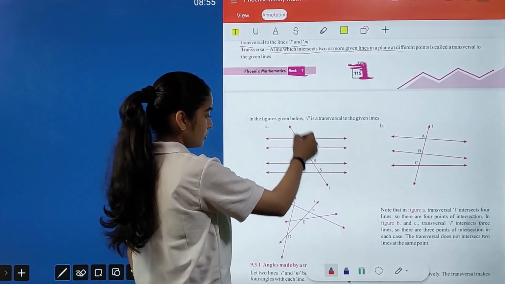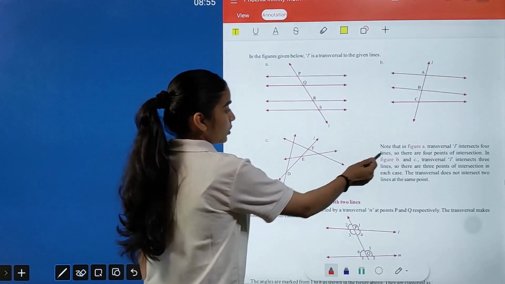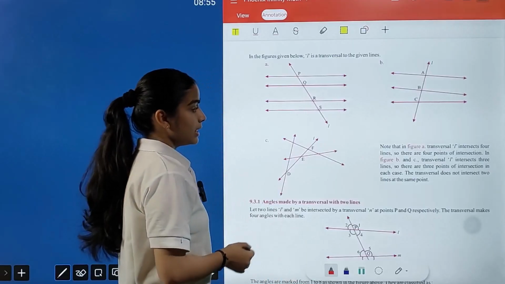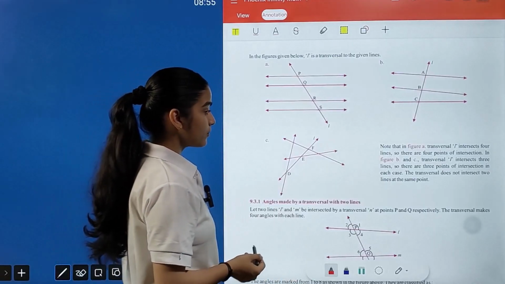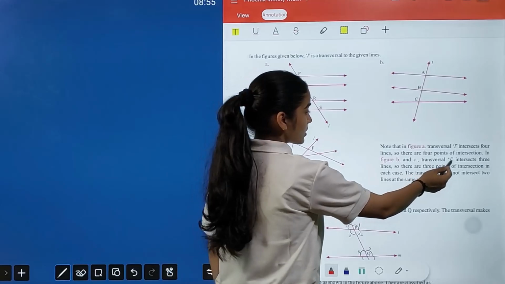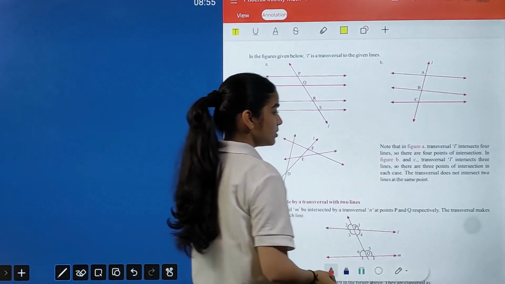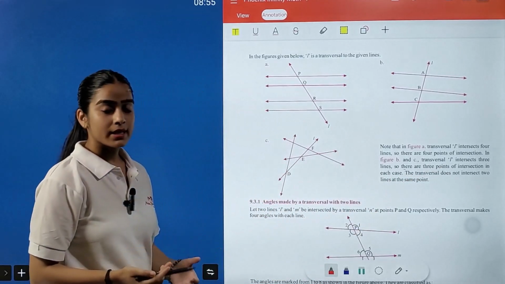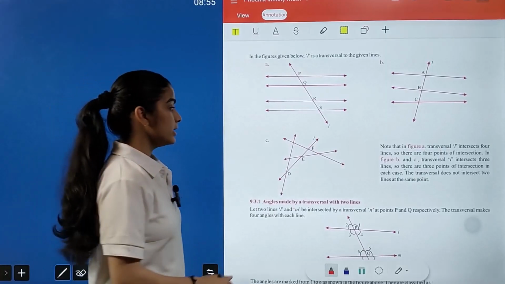Your L line is a transversal. Note that in figure A, transversal L intersects four lines, so there are 4 points of intersection. In figures B and C, transversal L intersects three lines, so there are 3 points. So how many times it intersects a particular line, that is your intersection point.